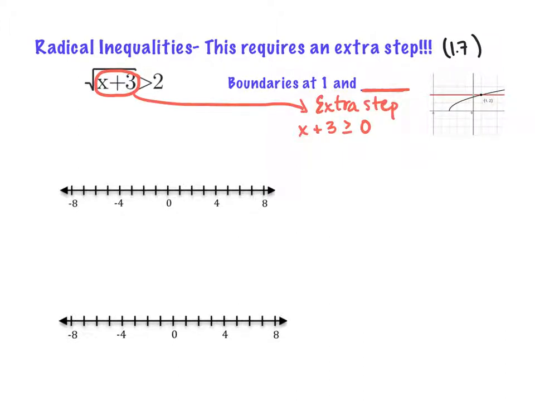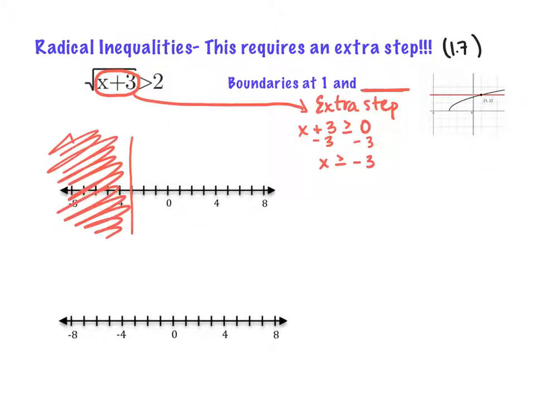This is only for any radical inequalities, but you have to do it. So I'm going to solve that inequality, -3, -3. So we know that x has to be greater than or equal to -3. And that's just to make sure, it's called a domain restriction. That is just to make sure that everything under the square root sign stays positive.